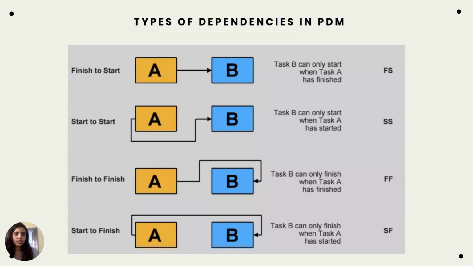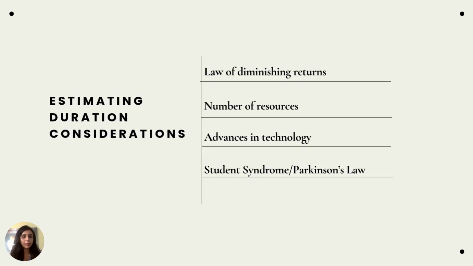So those are the simple dependencies in precedence diagram method, which will be used in the Gantt chart and while creating the schedule, and the network diagram as well.